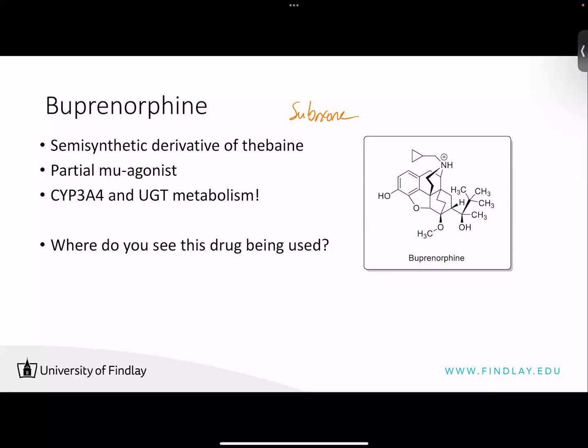Buprenorphine's structure is shown on the right, and it is a derivative of thebaine. Remember, thebaine is one of those alkaloids that you find in the latex of the poppy plant. And buprenorphine is a partial mu agonist. All right. It's a partial mu agonist, but I will tell you that it has an amazing affinity for the mu receptor. Right? It has very, very high affinity.